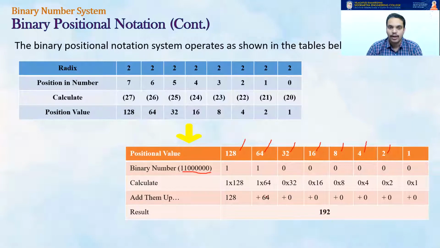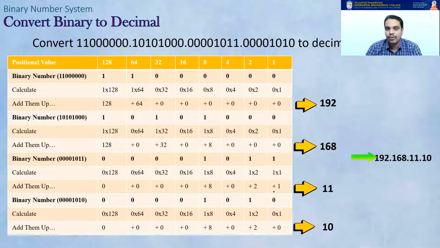The decimal equivalent of these 8 binary bits, 11000000, is 192. In this way, we calculate decimal from binary, and it works vice versa, from decimal to binary and binary to decimal. Now let me show you. I have given you 32 bits. As I told you, IPv4 consists of 32 bits, and these 32 bits are divided into 4 parts. All of these are 8 bits.